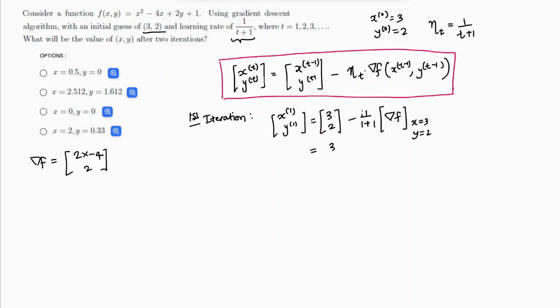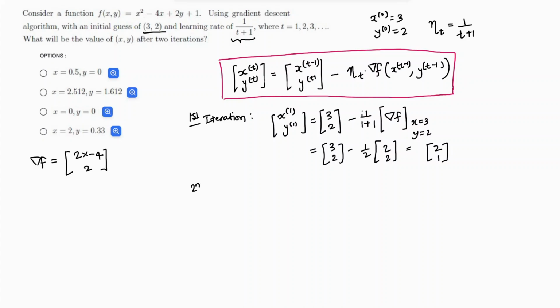So this can be rewritten as 3, 2 minus 1 by 2 times the gradient of f, which is 2x minus 4 and 2. So 2x minus 4 will be 6 minus 4, which is 2. So 2 comma 2. Now this will therefore result in the vector 2 comma 1. So this is the value after the first iteration.